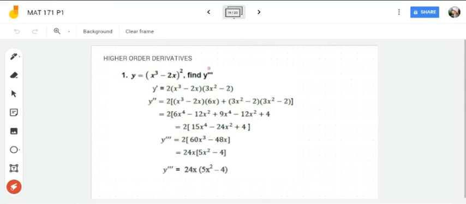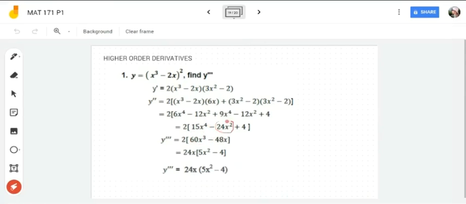Okay, lastly, let's go to the third derivative. We are finding the third derivative. For your third derivative, we'll be differentiating this second derivative. So that will be equal to 2. This is power rule, 15 times 4, 60. 4 minus 1, that is 3. So 60x raised to 3.